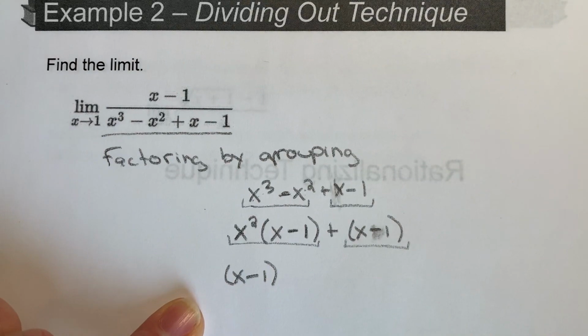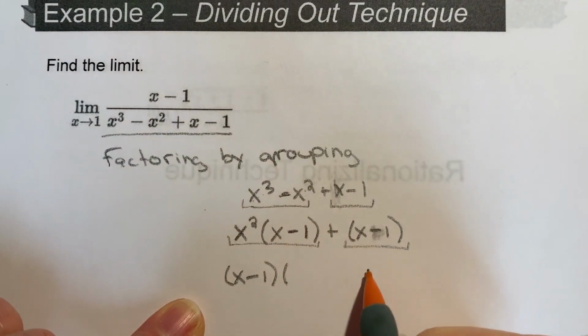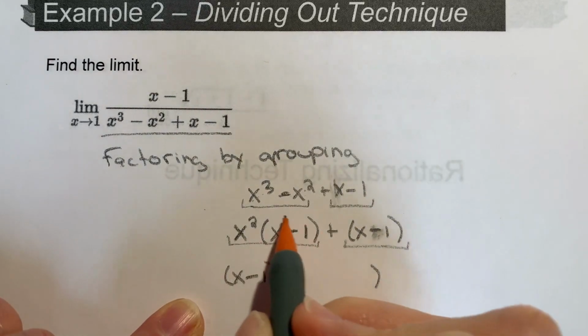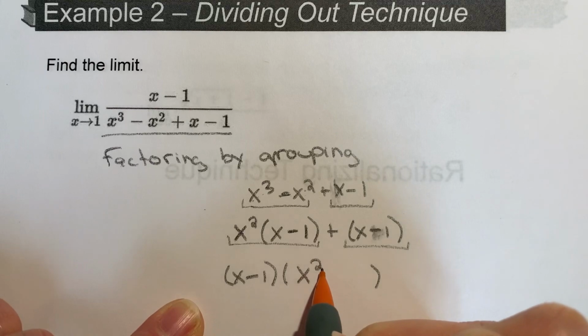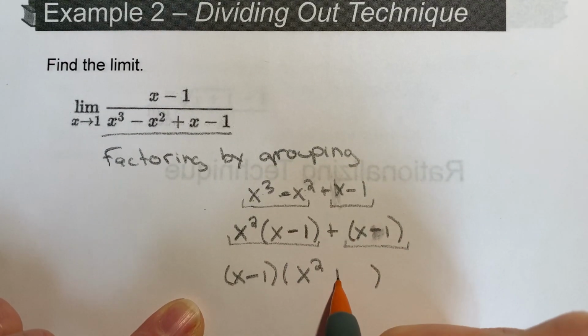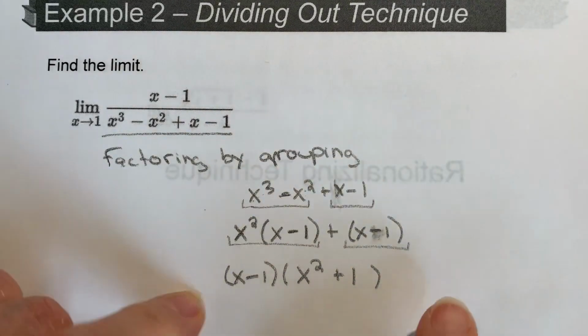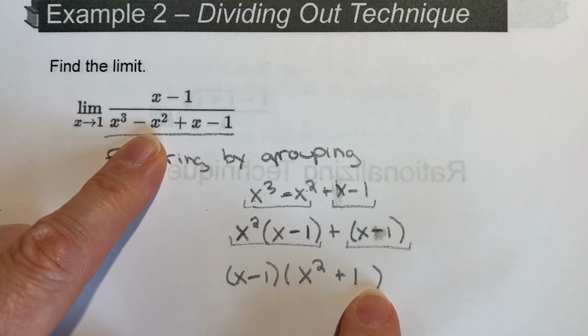And remember, factoring out is just like dividing. So I'm dividing both of these terms by x minus 1. If I divide this term by x minus 1, I'm left with an x squared. If I divide this term by x minus 1, I'm left with a 1. So what we started with up here all factors into this.